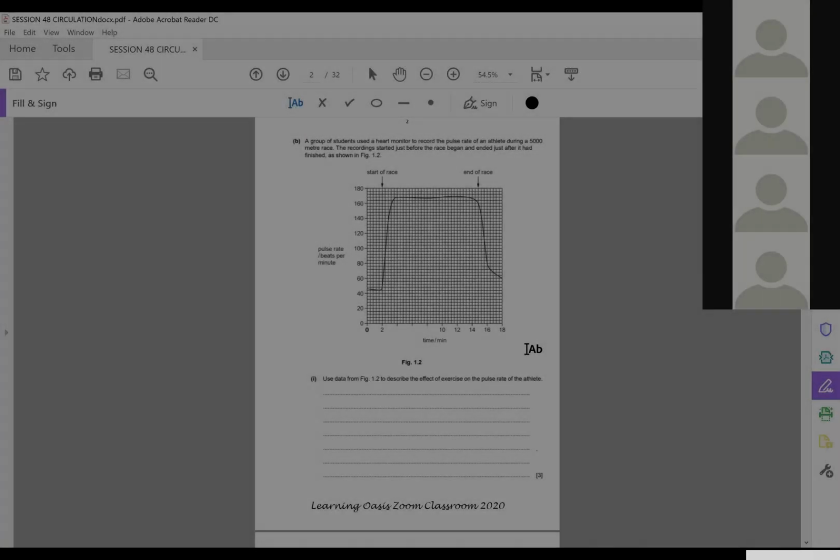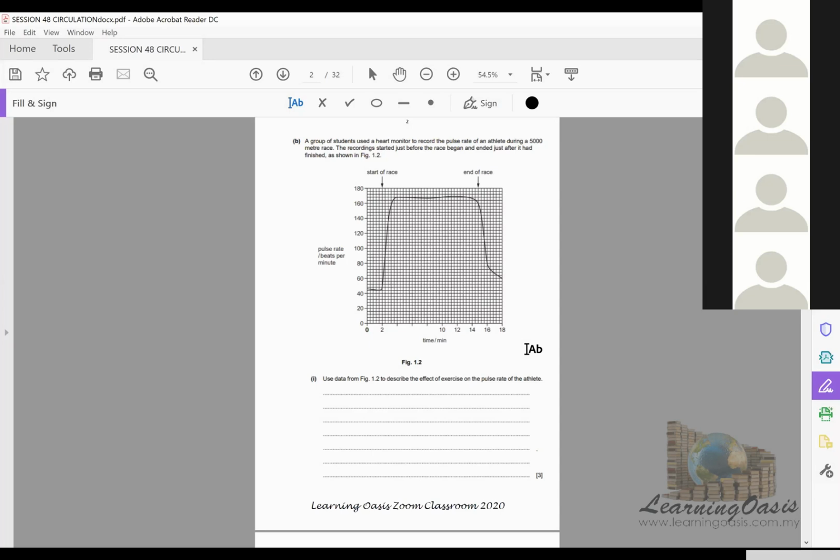Don't take too long, this is only 3 marks. Done. Now read the answer. From 0 to 2 minutes, the pulse rate is more or less 40 beats per minute. As the race starts at 2 minutes, there is a rapid increase of pulse rate from 40 to 168 beats per minute. From 3 minutes to 13 minutes, the pulse rate fluctuates at a constant pulse rate.